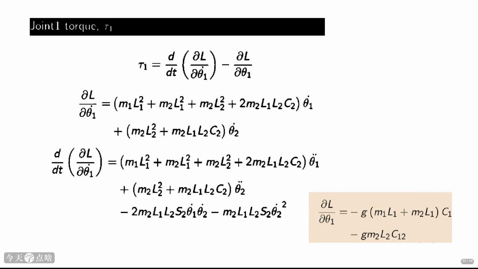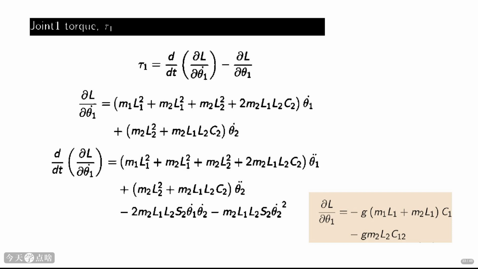Now we apply the Lagrange equation to find the joint torques τ1 and τ2. Let's start with τ1. We need to compute the partial derivatives of the Lagrangian L with respect to θ1 and its time derivative θ̇1. The partial derivative of L with respect to θ̇1 is the generalized momentum associated with θ1. The partial derivative of L with respect to θ1 is the generalized force. The first term in the Lagrange equation involves the time derivative of the generalized momentum. The second term is the generalized force.